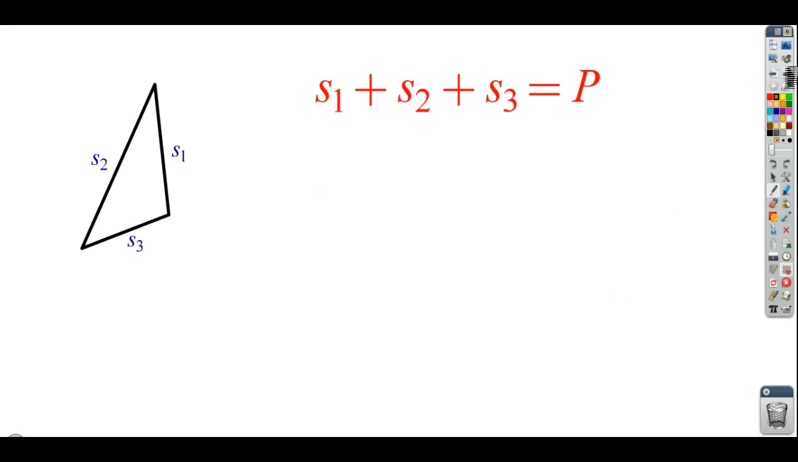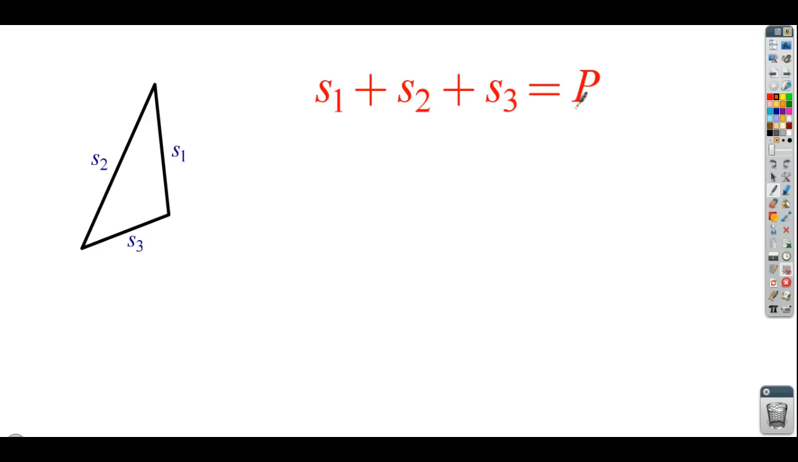Let's try another one. Perimeter. Perimeter is a thing we use oftentimes. This is when I add all 3 of the sides of a triangle, or if it's a quadrilateral, I'll just add 4 sides. You add them all up to get the perimeter, right? Side 1 plus side 2 plus side 3 will give me the perimeter of a triangle.